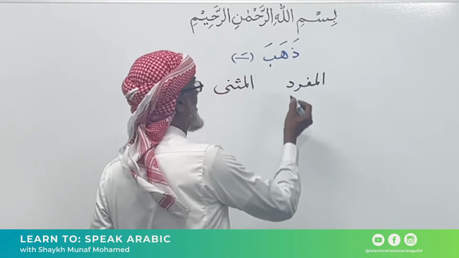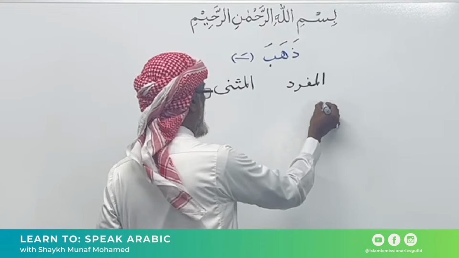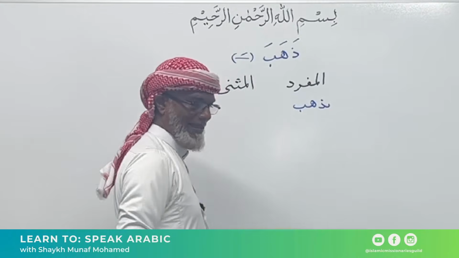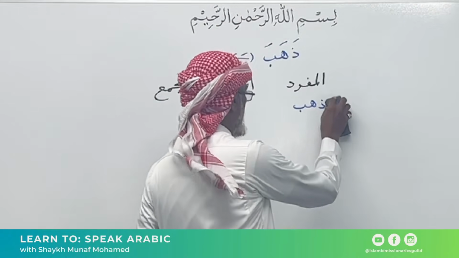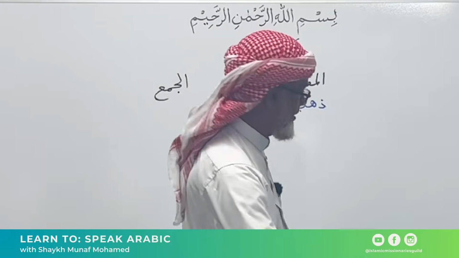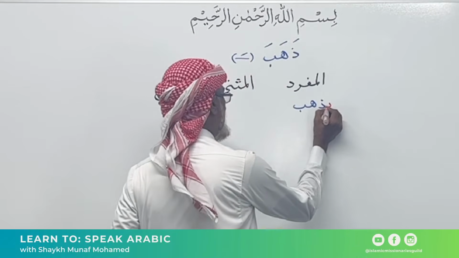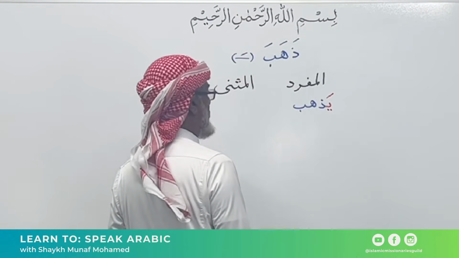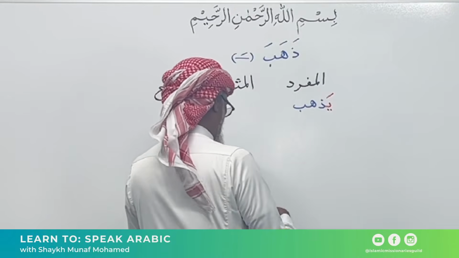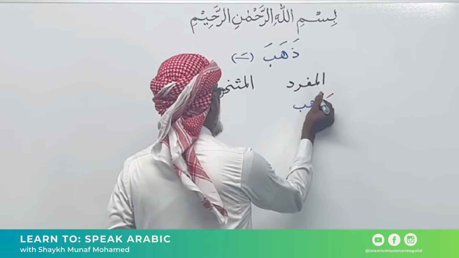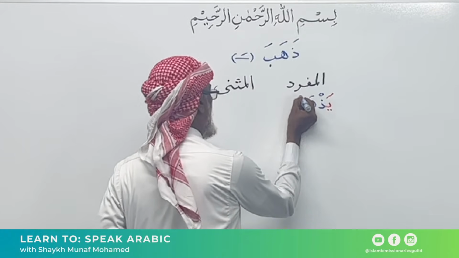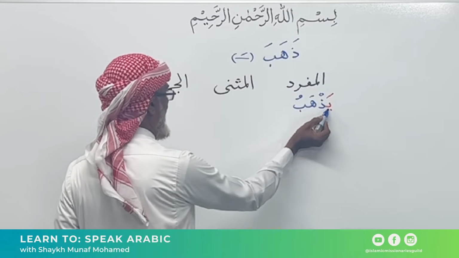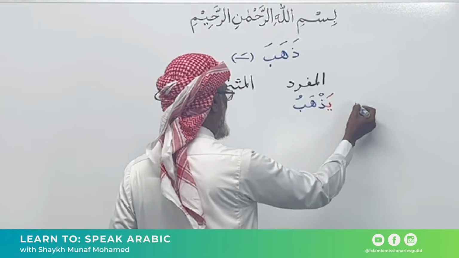Then we have here the verb, and it is yadhhabu. We want to highlight the first letter that was added to the verb, which is the ya. So it is yadhhabu, with a dhamma here at the end. The fatha changes to a dhamma. There is a ya, and this is for masculine.